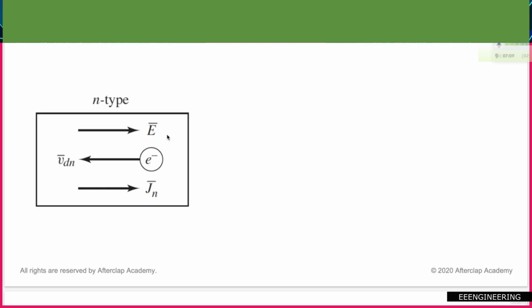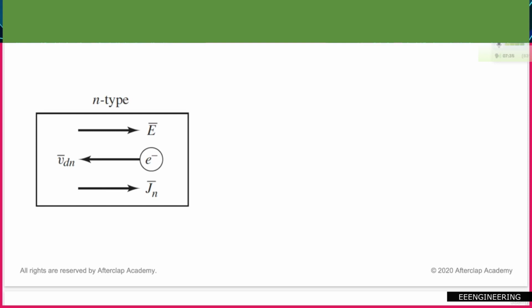And notice that the drift velocity that our electron has is from right to left, which is in the opposite direction of the electric field. And we also have Jn, which is, by the way, drift current density, which is in exactly the same direction as the electric field. So basically, electric field is applied in one direction, it doesn't matter if it is from left to right or right to left, and that produces a force in the opposite direction.